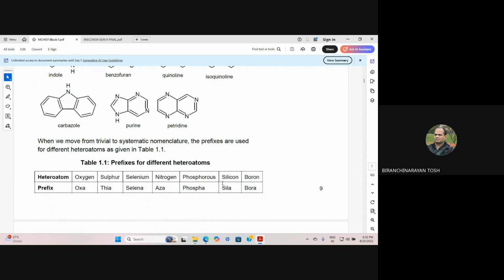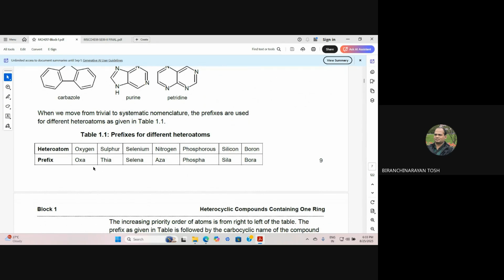So these are the prefixes which are generally used for heteroatoms. For oxygen we have to use oxa, for sulfur thia. Generally we use thio, but here it is thia. All are ending with a. Oxa, not oxo. There we are using thio, here it is thia. Selenium, selena. For nitrogen you use azo, as you know, but in this case it will be aza. For phosphorus, it is phospha. Silicon, sila, and boron is bora.